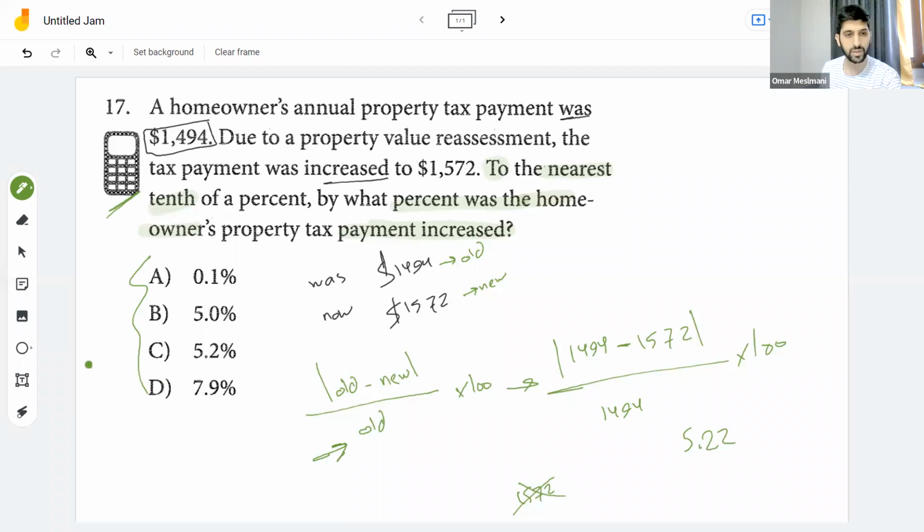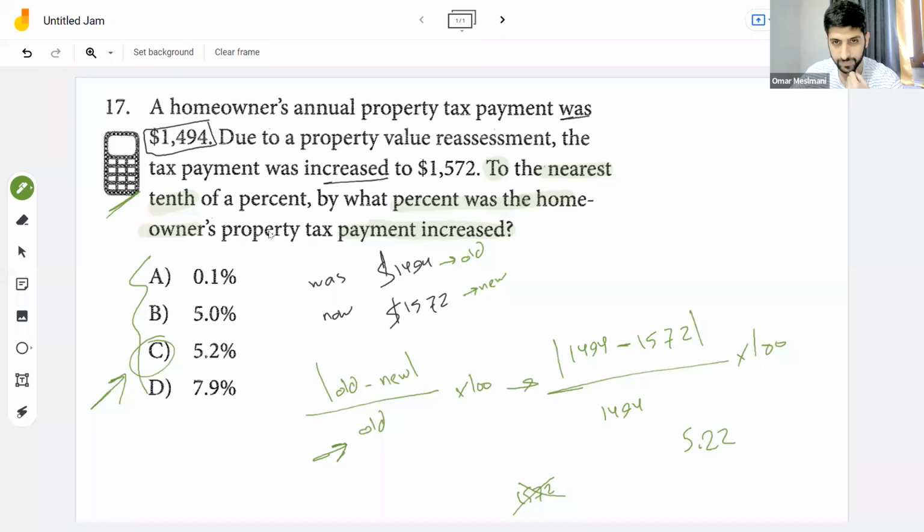5.22, so to the nearest tenth is going to be 5.2. It is easy, is it? Guys, it's just a formula, we used it, and this is it. Can you put the new minus the old? Yeah, you can. I don't want to give you too many rules, but it's okay. You can do the new minus the old if you know that it's an increase in value.